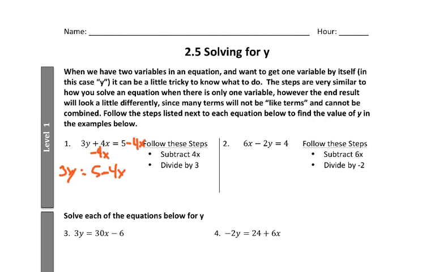Our next step is to divide both sides by 3, like that. That will leave us with the final answer that y equals 5 minus 4x over 3. And for today, that's going to be an acceptable answer.